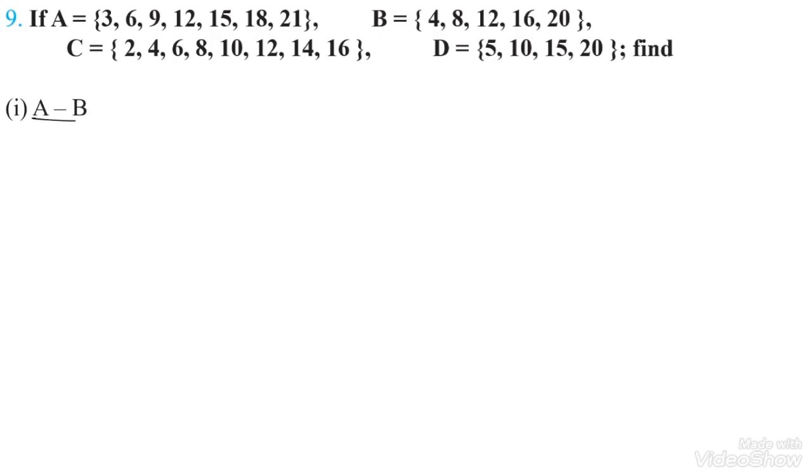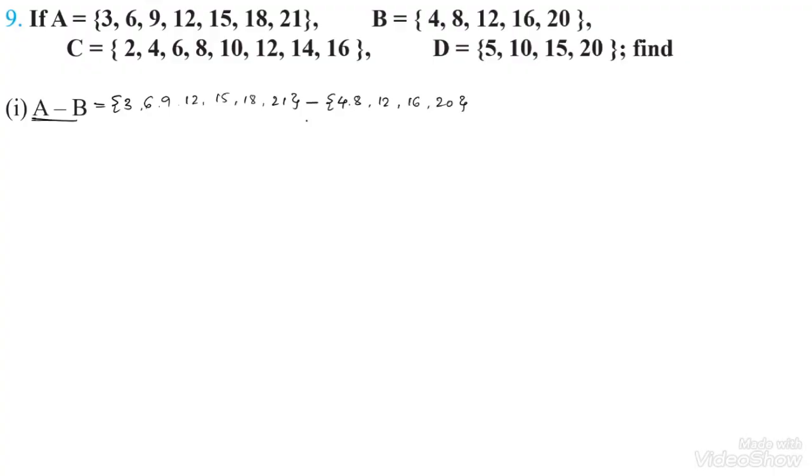Okay, here A minus B indicates the difference of sets A minus B. According to the definition of difference set, it is the elements which are present in set A but not in B. So first I have to write the elements 3, 6, 9, 12, 15, 18, 21, minus set B: 4, 8, 12, 16 and 20.